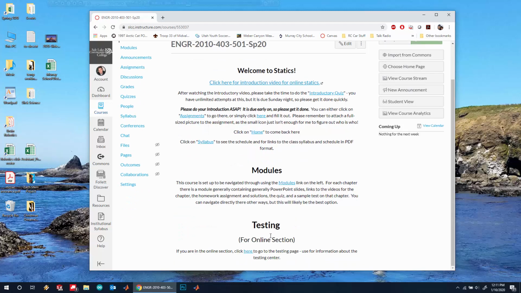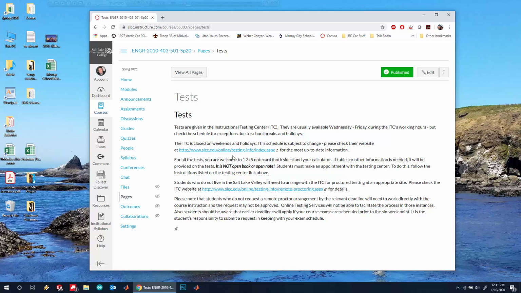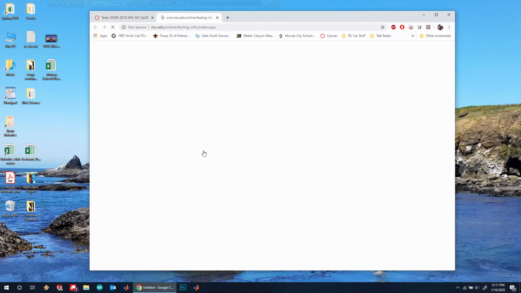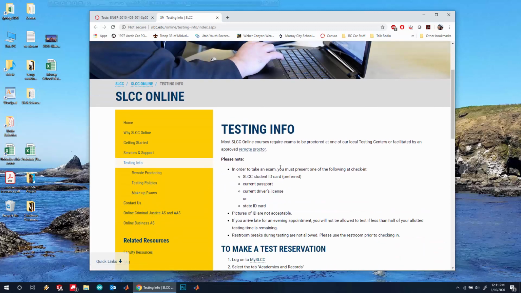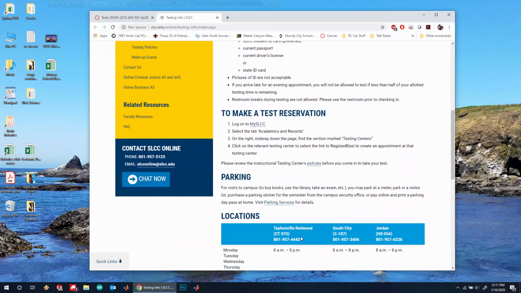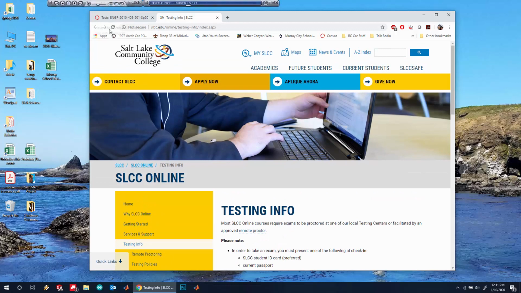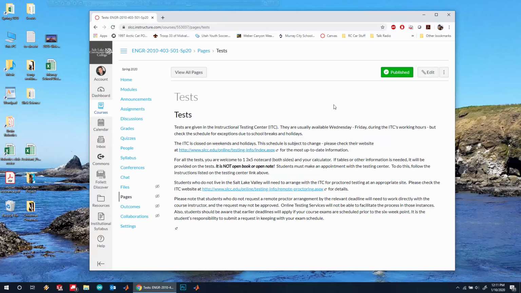Oh, the last thing here is this testing section. So if you're in the online class, when it comes time for the tests, if you come here, they've changed the online testing center. So if you go to their website here, it goes through and gives you the information on how to set up to take a test. You do have to make a reservation. The tests are generally available Wednesday through Friday. Follow the schedule to see what's available there.